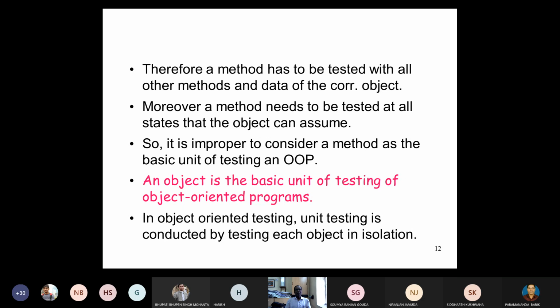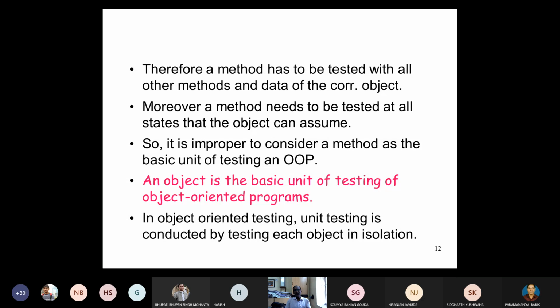Or in a larger sense, you can say class. An object or a class is the smallest unit of testing of object-oriented programs. But I have already told you the difference with testing function-oriented programs. In function-oriented programs, the smallest unit is the function or the procedure. But here I cannot take the function, or its counterpart, the method.